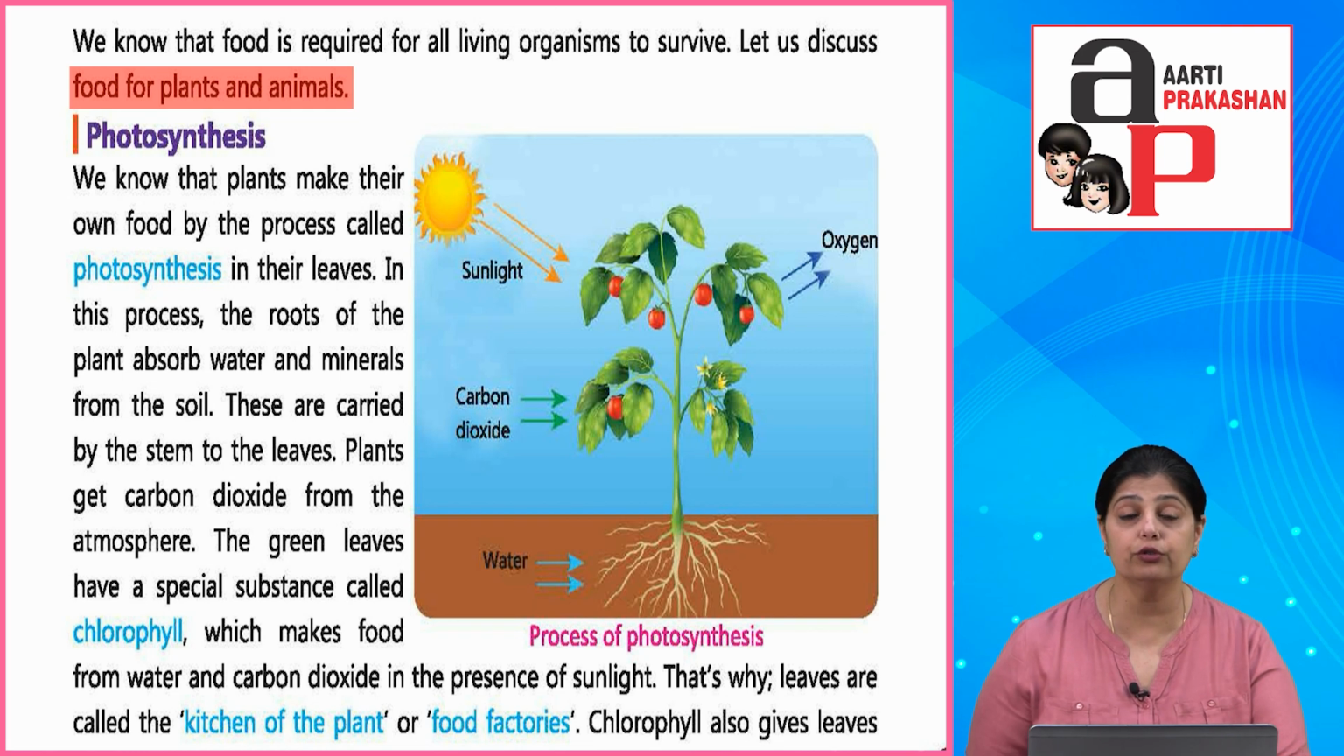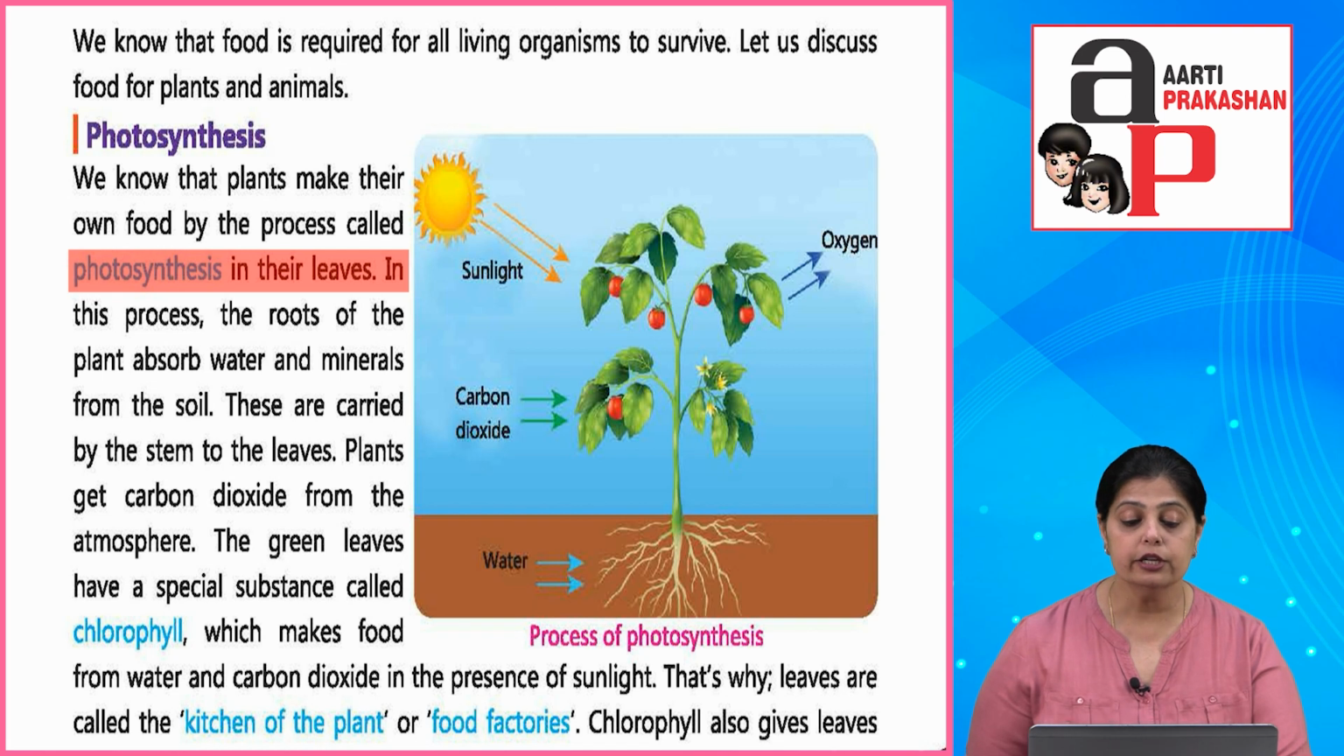Okay, it is prepared through the process called photosynthesis. So we know that plants make their own food by the process called photosynthesis, which takes place in their leaves. Where is the food prepared? In the leaves. Okay, so in this process, the roots of the plant absorb the water and minerals from the soil. These are carried by the stem to the leaves.